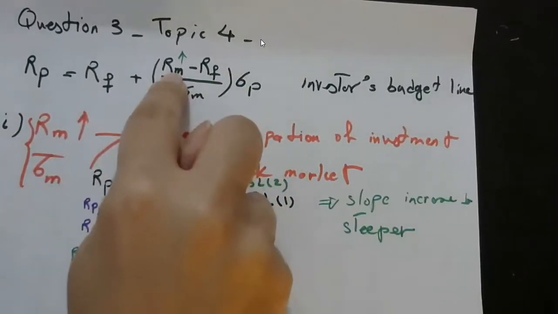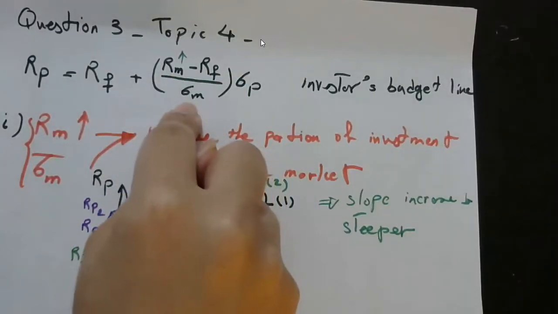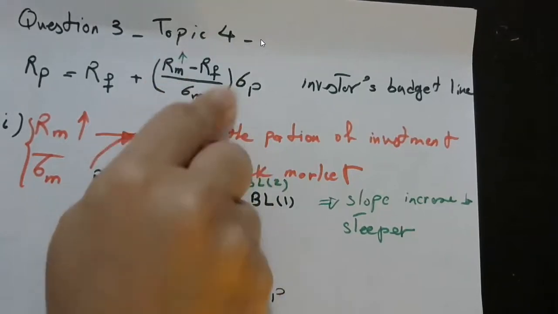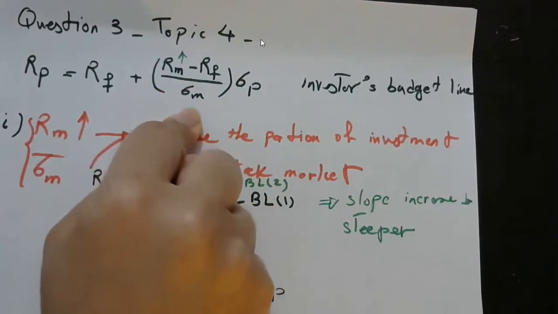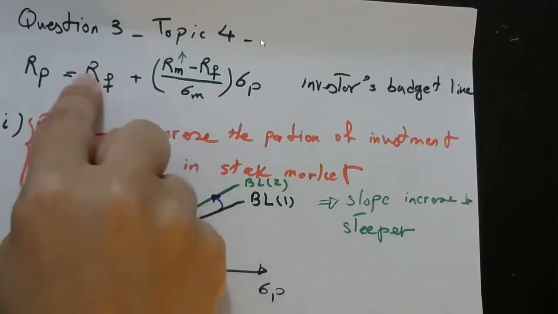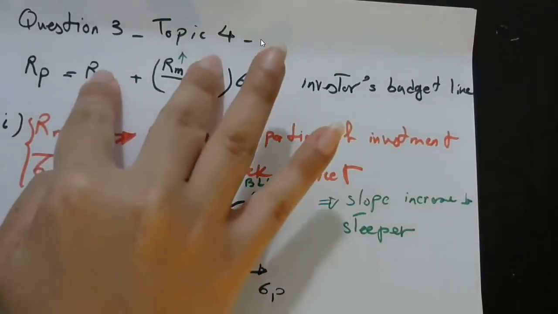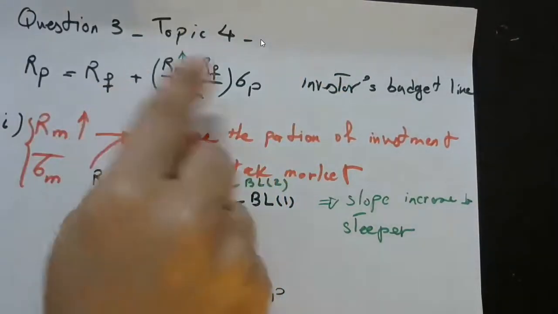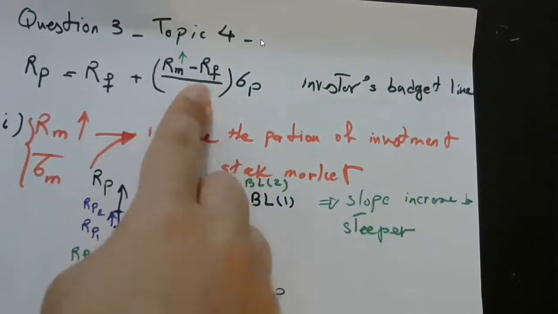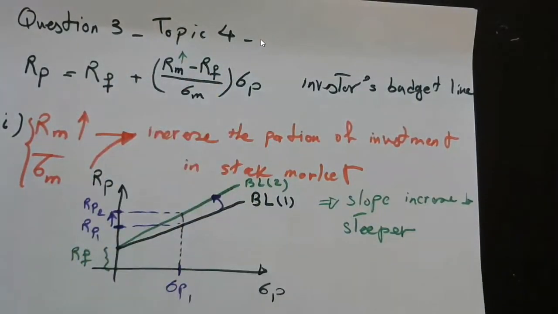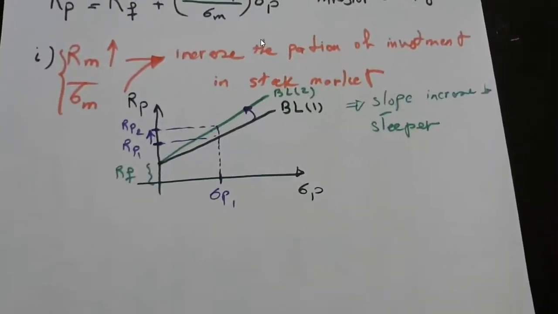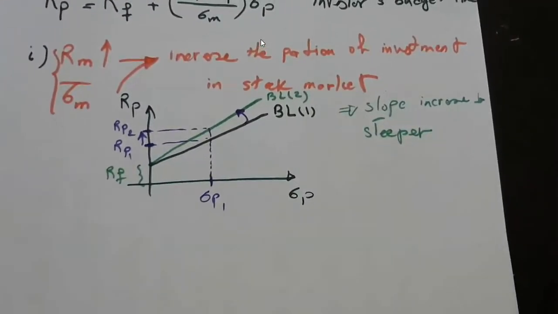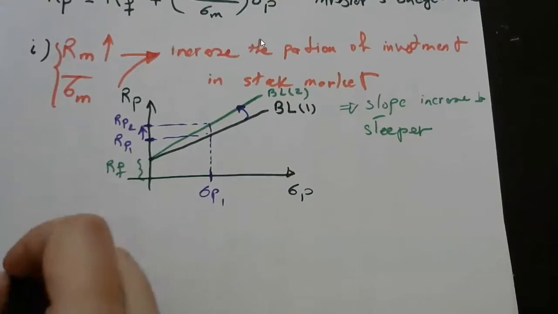So you can understand from the question itself what kind of questions you can expect to receive: any of these components changing. If RM or sigma M is changing, it's not difficult, because only the slope of the function changes. But once it is RF, which we have in both, then you have to focus and explain two things. I think that's what the next part is asking you. The next part is asking that the return on the risk-free asset is increased. This is part B.